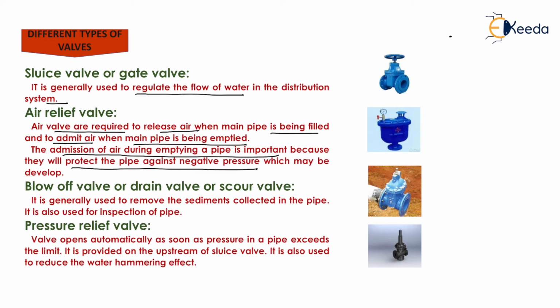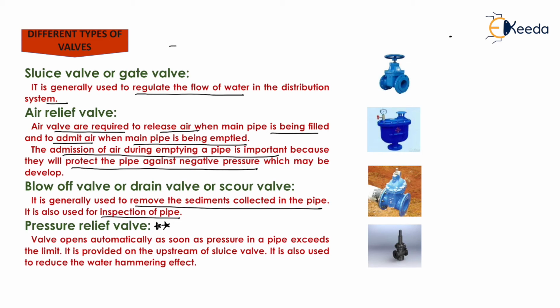Okay. Now the next one is the blow off valve or drain valve or scour valve. Generally the scour valve is used to remove the sediment collected in the pipe. Now in the dead end system there will be a scouring problem, so we generally use a scour valve at the dead end so that we can remove all the impurities from that portion. It is also used for inspection of pipe. Clear?